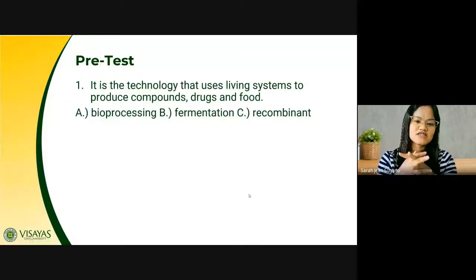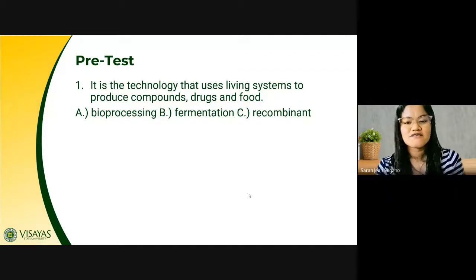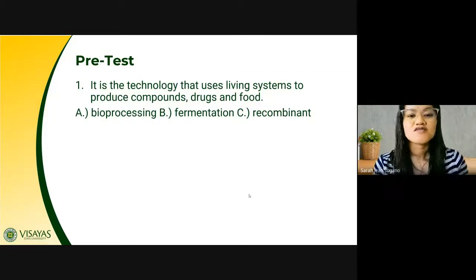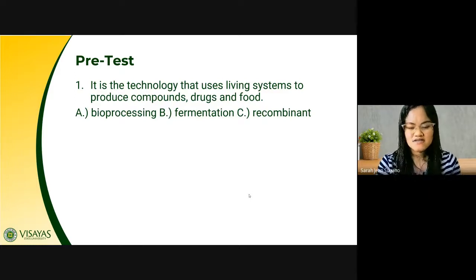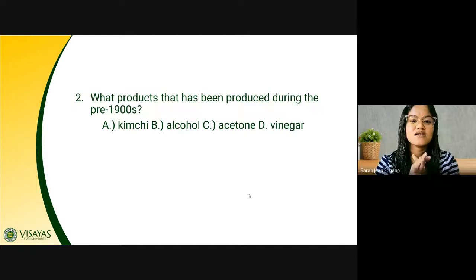Okay, so for the question again, first question is, it is the technology that uses living systems to produce compounds, drugs, and food. So what is it? Is it A, bioprocessing, B, fermentation, or letter C, recombinant? Okay, so let's proceed to another question. So jot down your answer in your paper.